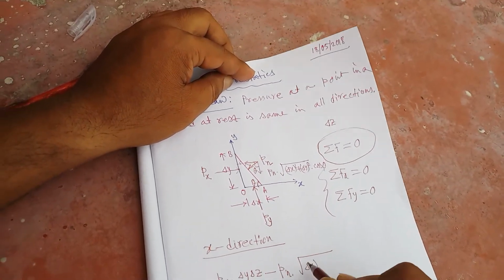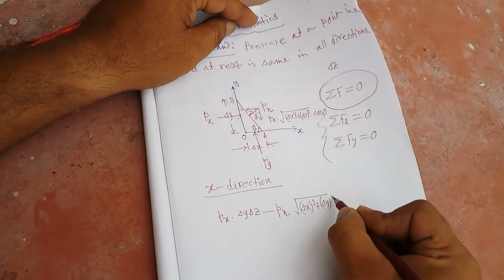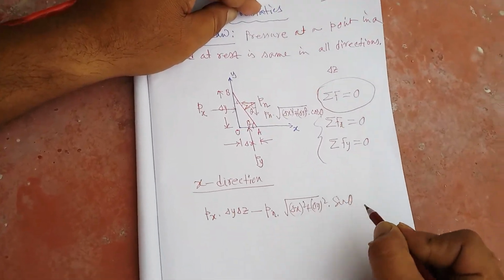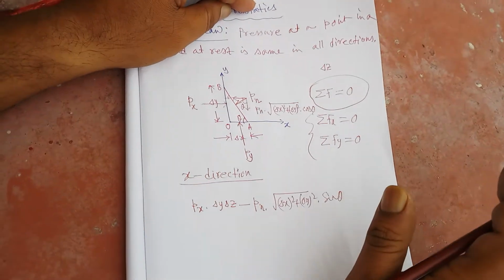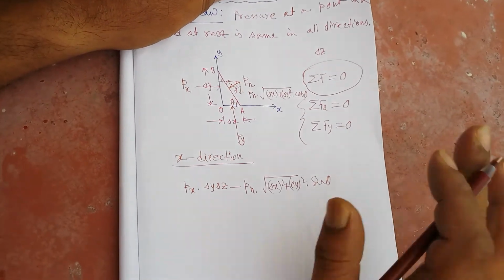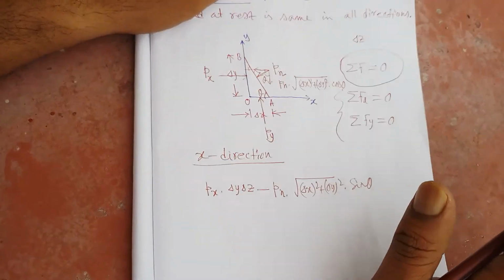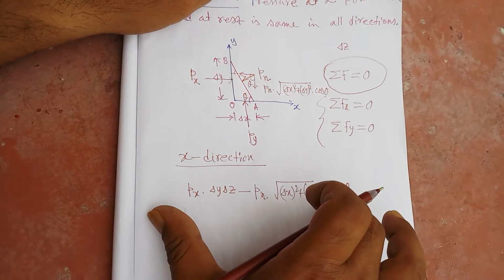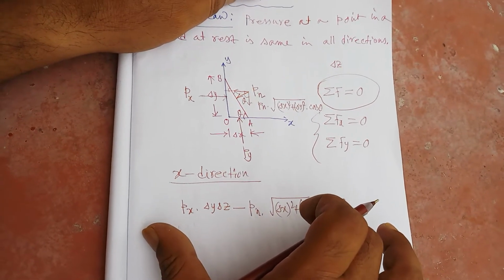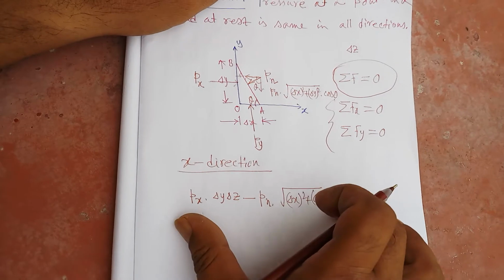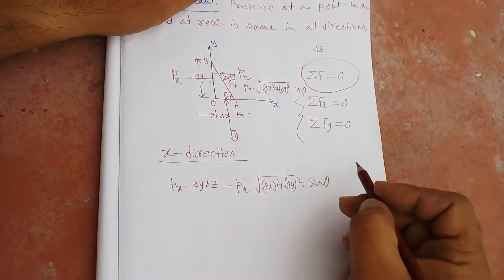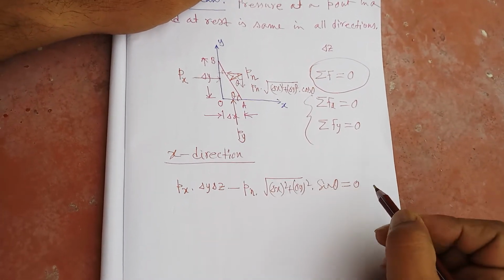multiplied by this into sin theta. Okay. Is there any other force along the direction of x? No, there is no more force along the direction of x. So this is the summation of forces along the x direction, and this must be 0. Okay. So this is equal to 0. We are writing.